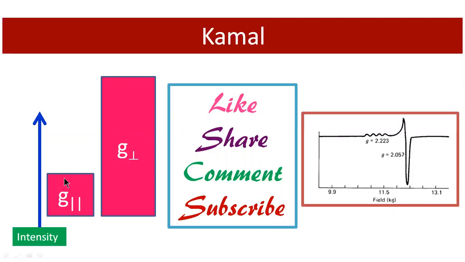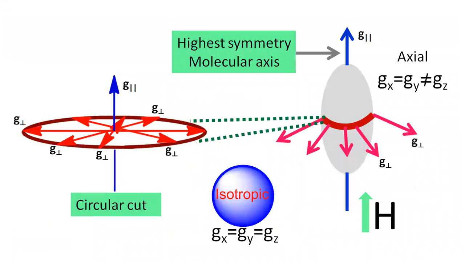Now what is the reason behind it? Why does the G parallel peak have low intensity while the G perpendicular has more intensity? So today I'll discuss that and try to understand why these things happen. Before discussing the axial system, let me tell you quickly about the isotropic system.